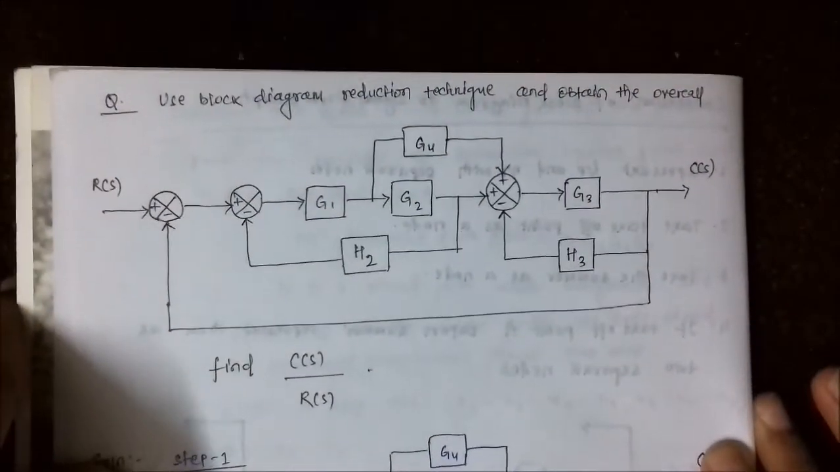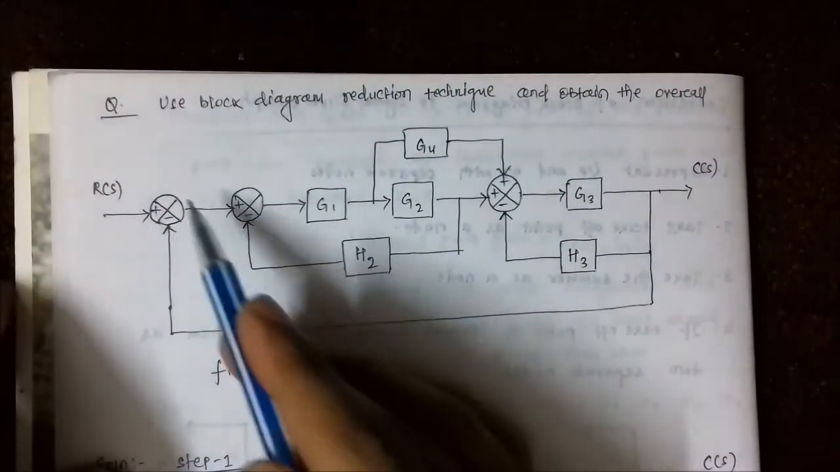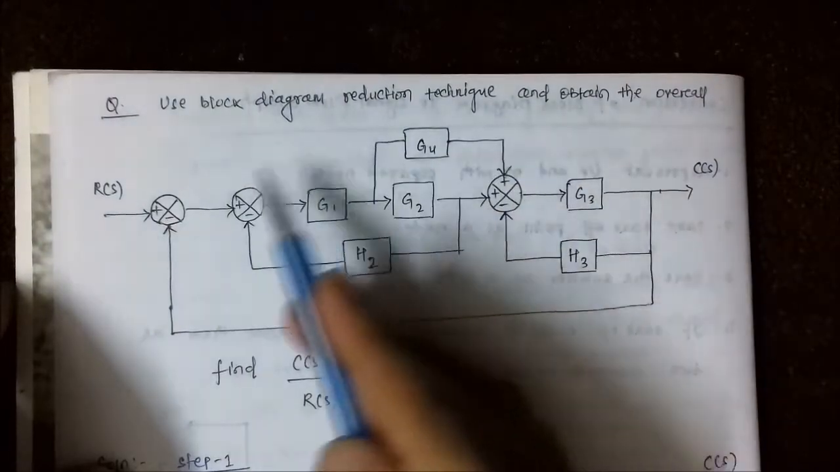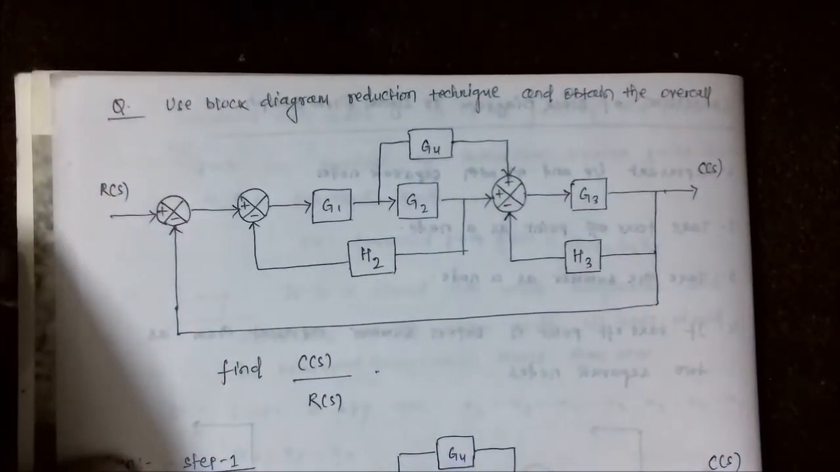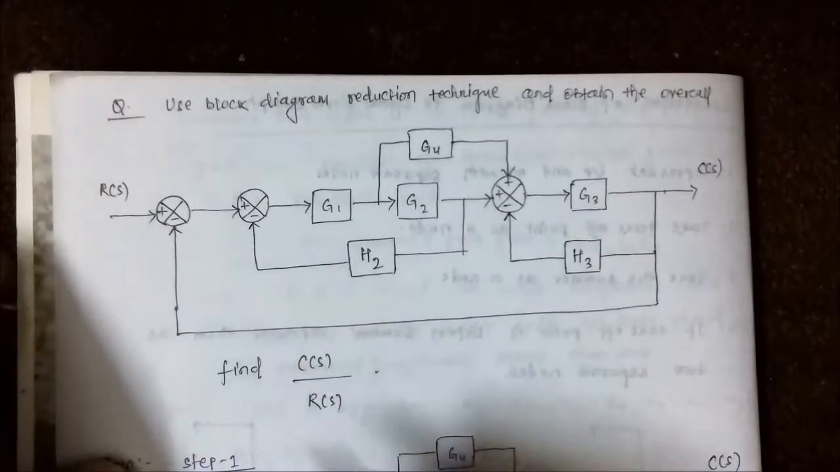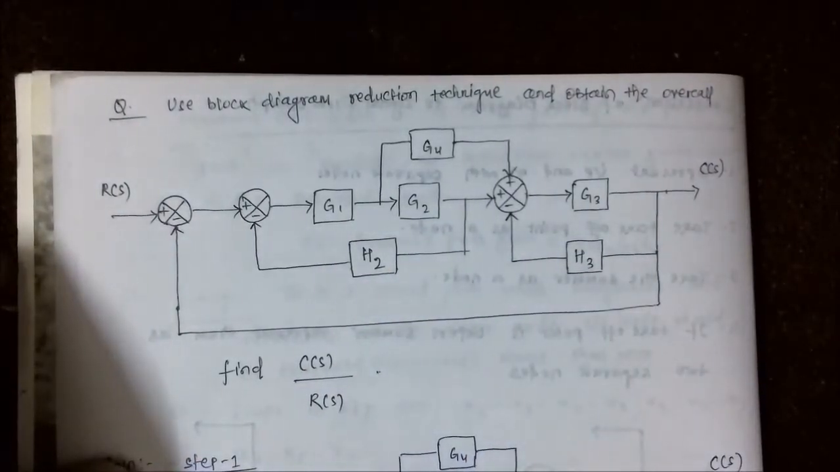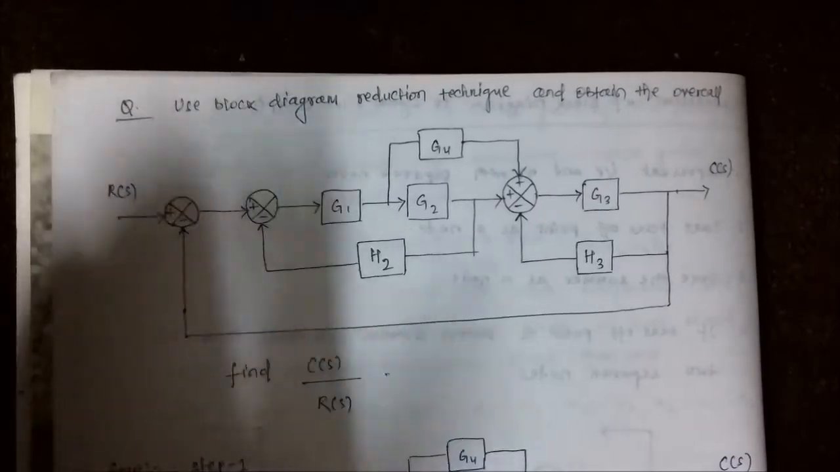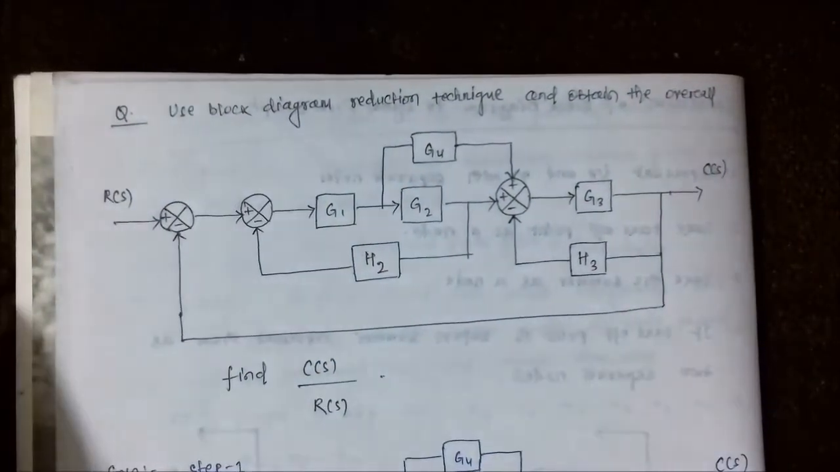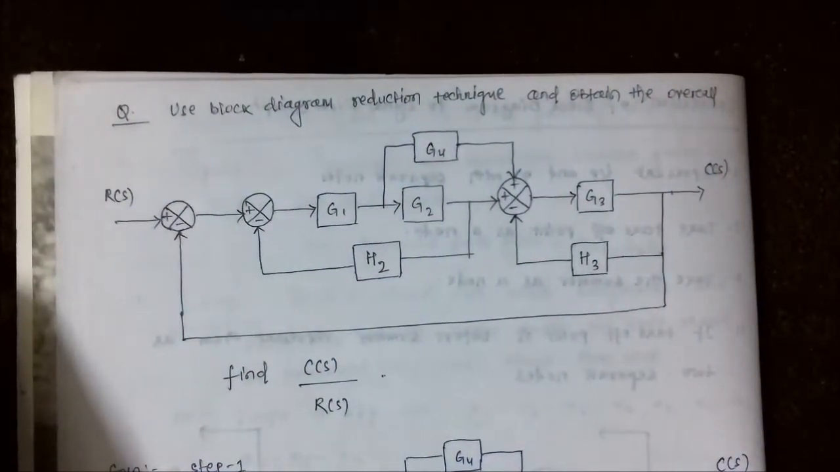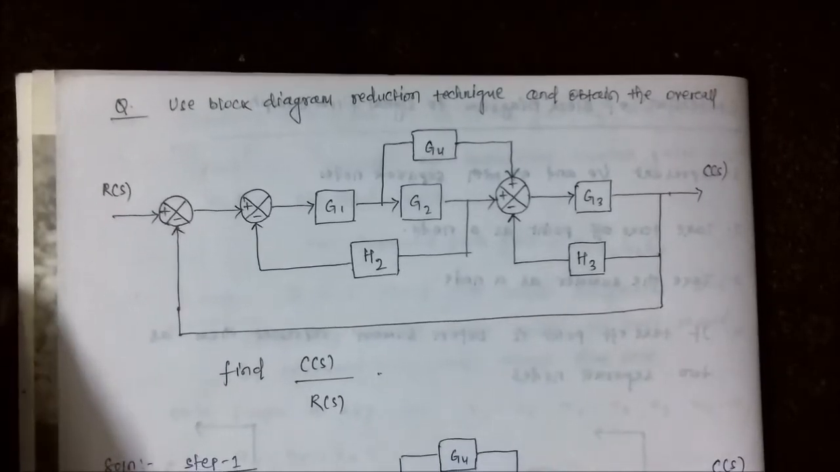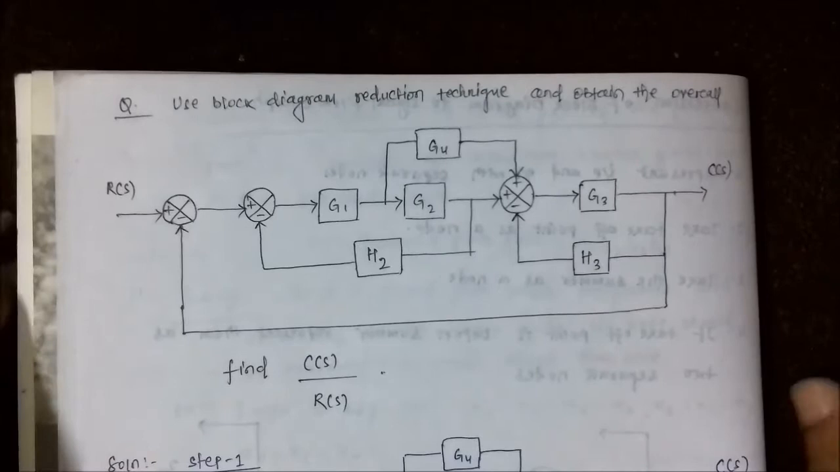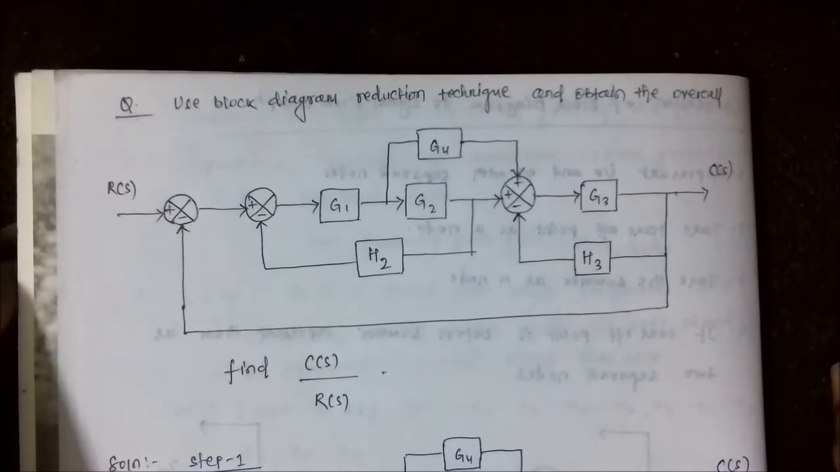Okay, so this is a complex control system block. It is a closed loop control system block. What we need to do is convert it into a simple open loop control system through the application of the block diagram rules. So let us see how we are going to do it.